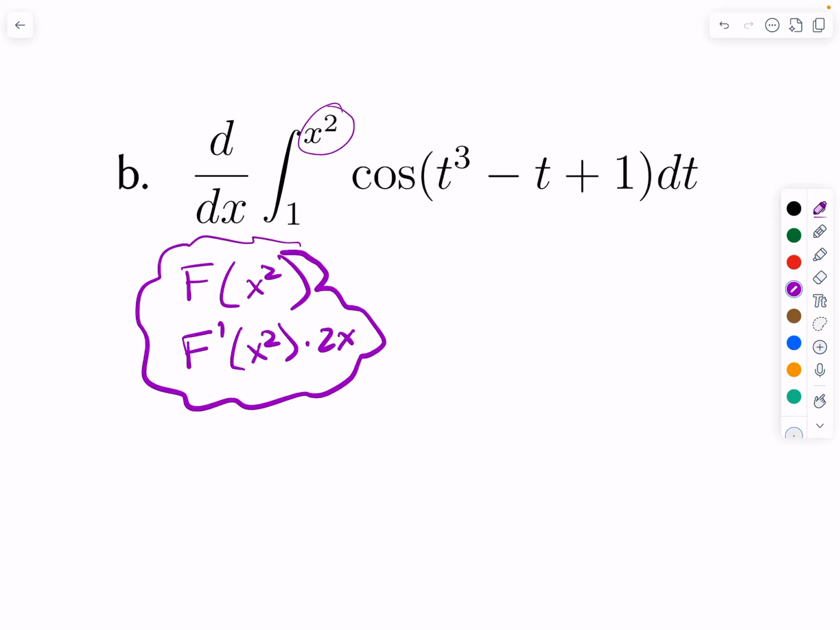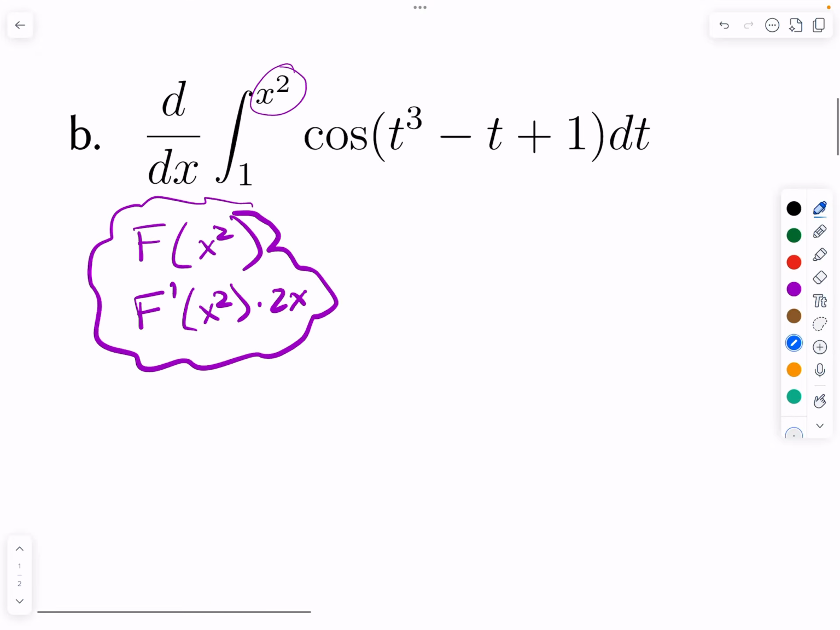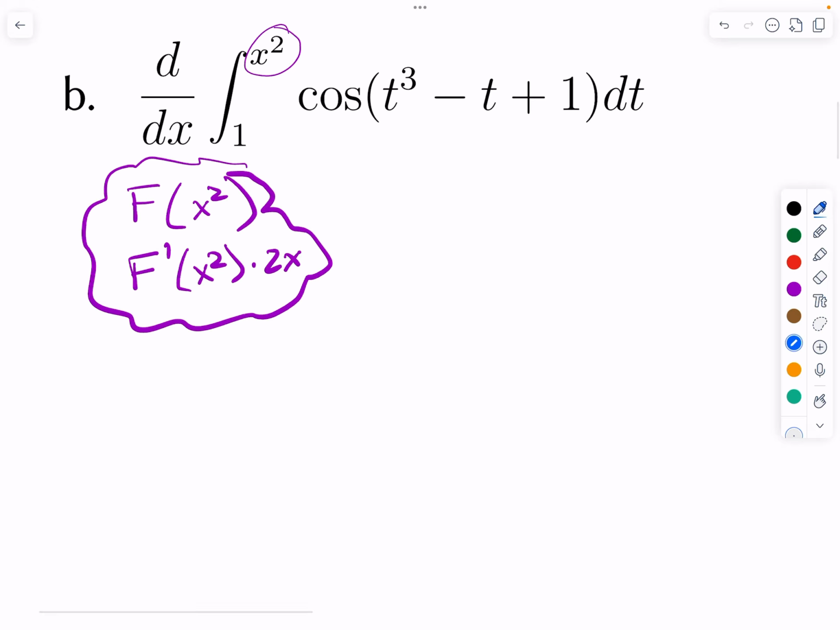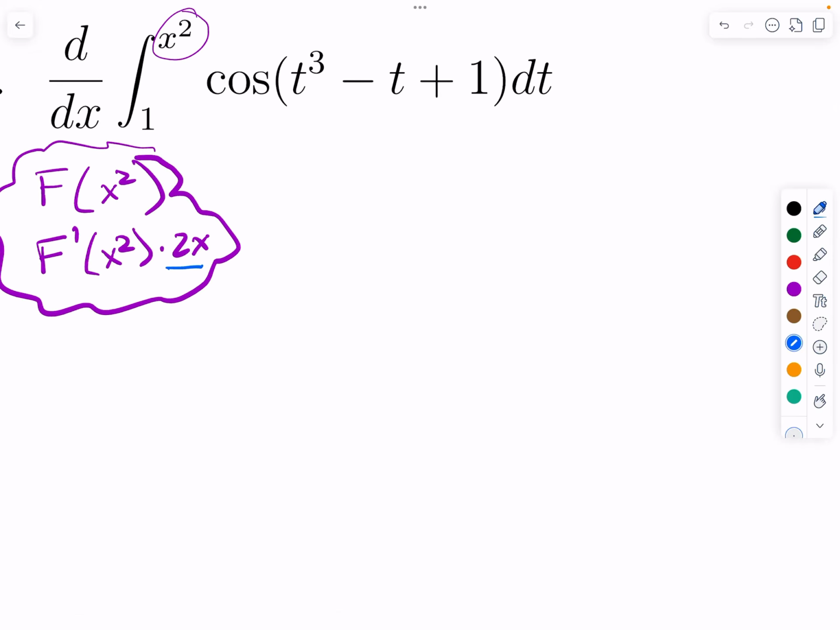So the way I'd suggest you do this is just think about this as if you're going to do this the way we did this up here. Just rewrite this function over here, but when we do the rewrite, replace all the t's with x squared. But then when we get done with that, we're going to have to multiply by the derivative of x squared. But that's pretty much it. So let's go ahead and do this. It's going to be cosine of x squared cubed minus x squared plus 1, and then multiply by the derivative of x squared. That's it.